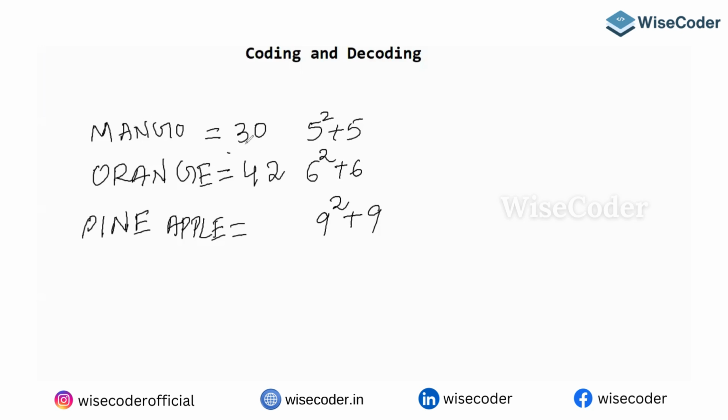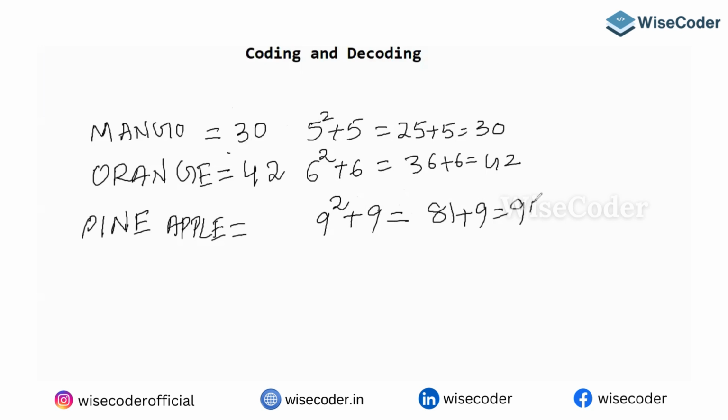So mango, 5 square plus 5, 25 plus 5, that will give you 30. 6 square, 36 plus 6 will give you 42. On the same note, 9 square is 81. 81 plus 9 will give you 90. So the answer for this question is what, friends? 90.